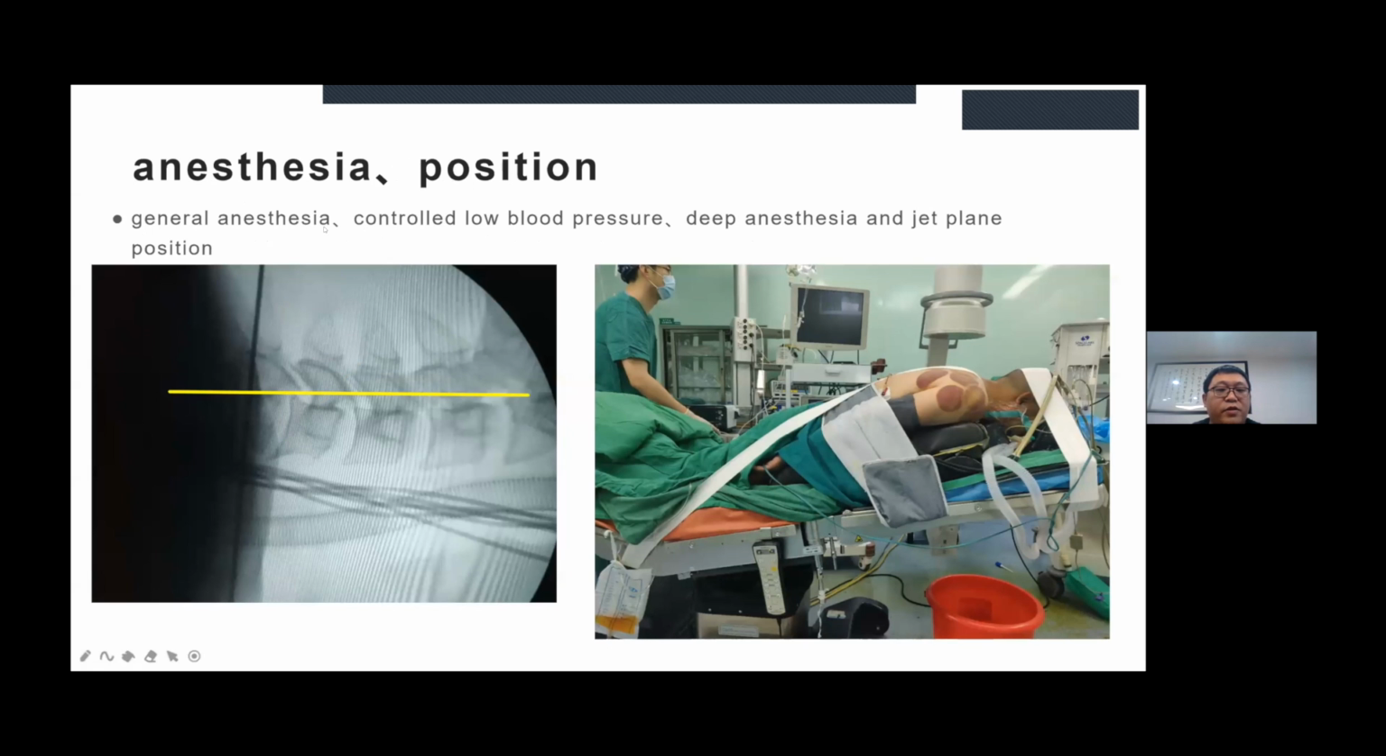Anesthesia, we need to control the low blood pressure with deep anesthesia, and use this jet plane position to keep the curve of the cervical spine level.